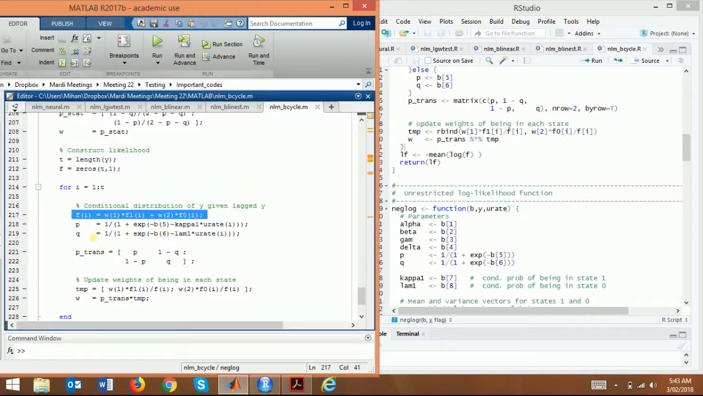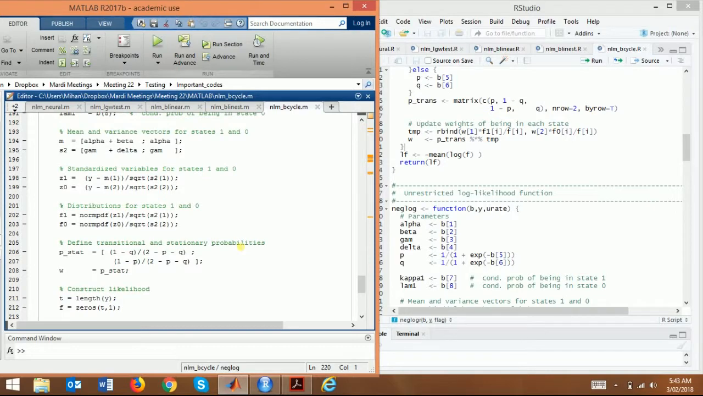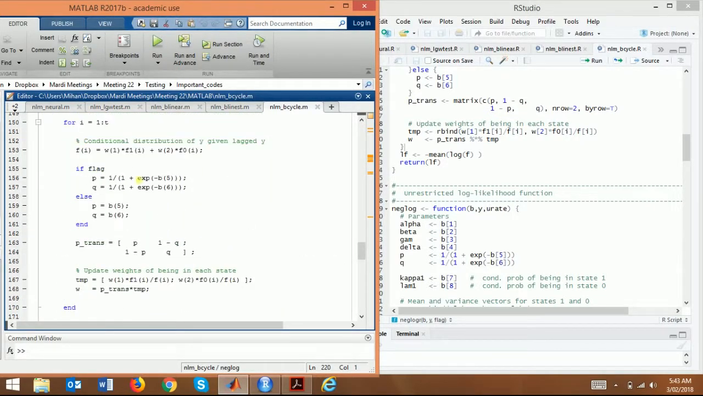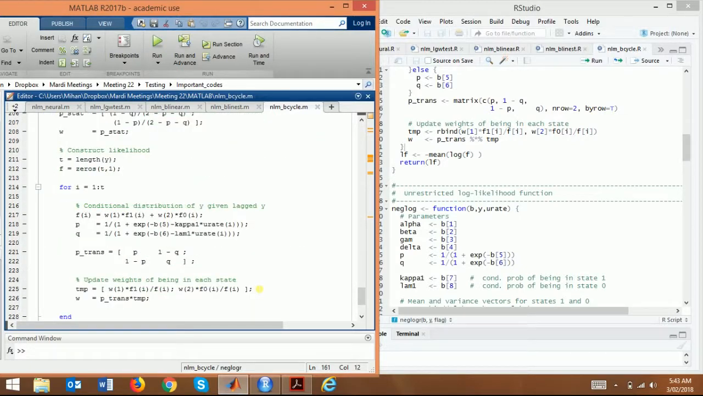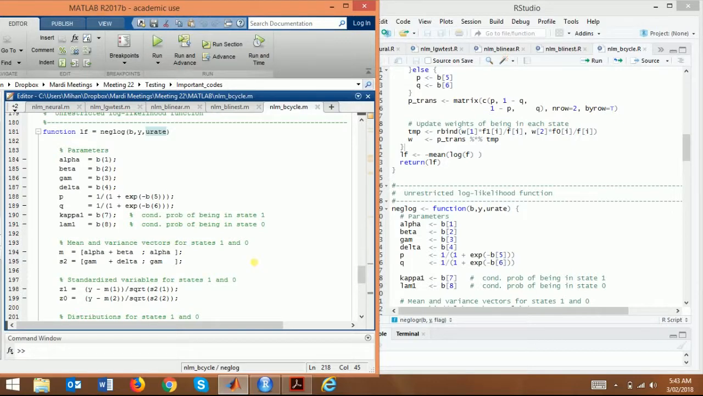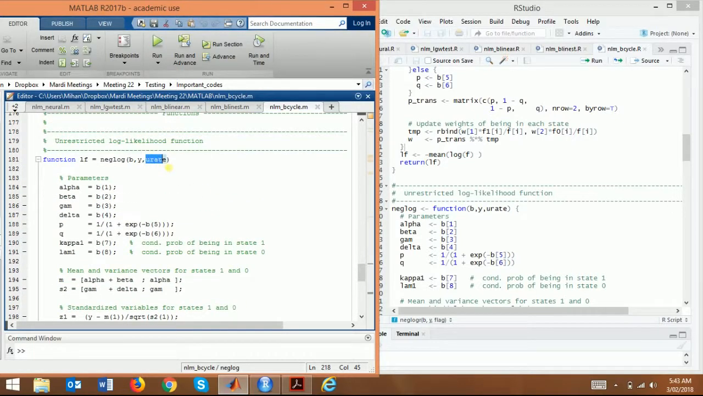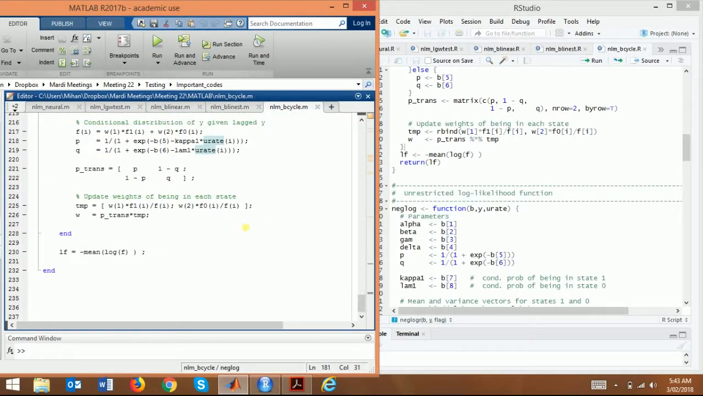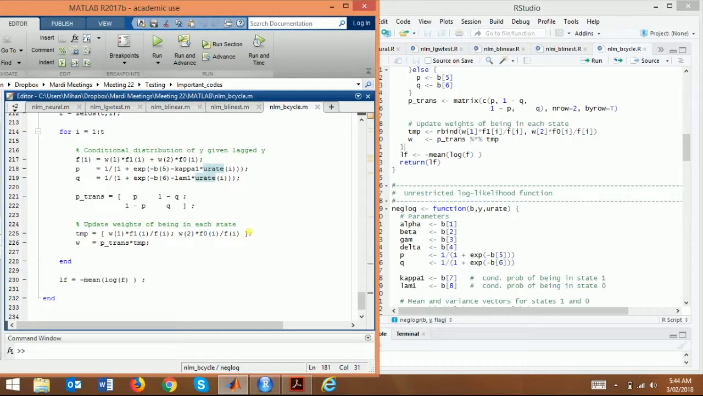But here we change P and Q slightly, because previously P and Q were dependent on flags. Here P and Q are not dependent on flags. Rather, P and Q are estimated with this additional element, the additional element that represents unemployment rate, which is amazing. So unemployment rate is something that we give as an input this time. It takes in the unemployment rate, and it estimates the transitional probabilities, and then we update the weight and we get expansion and contraction.